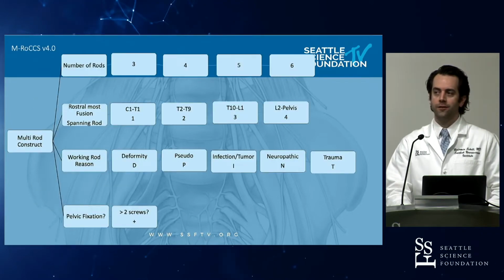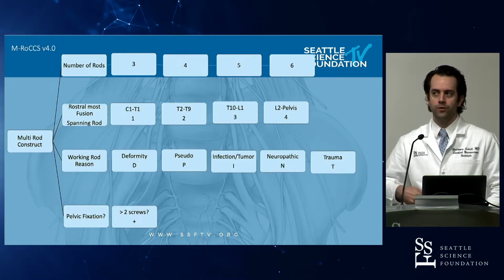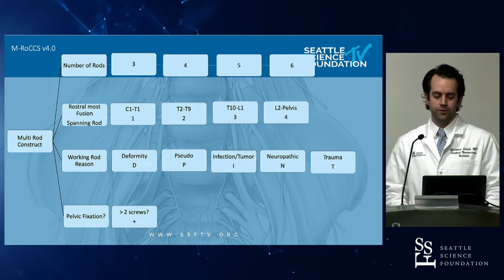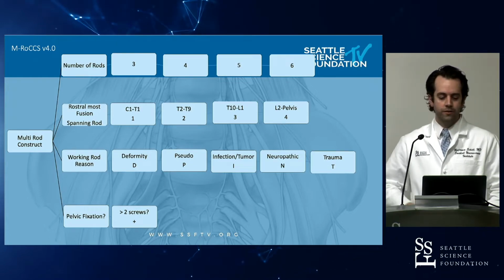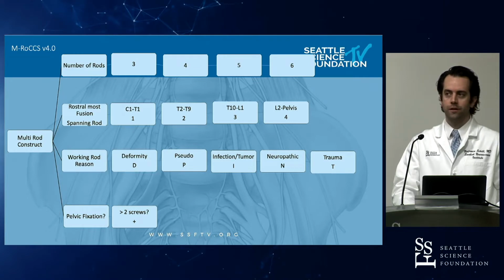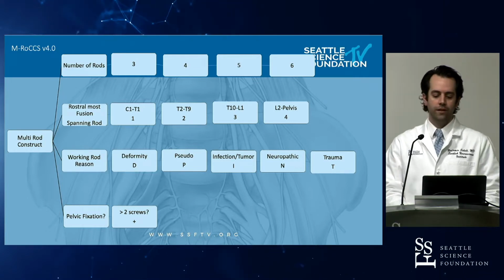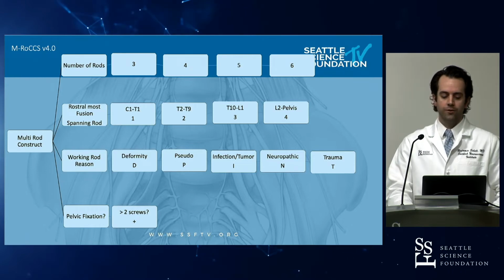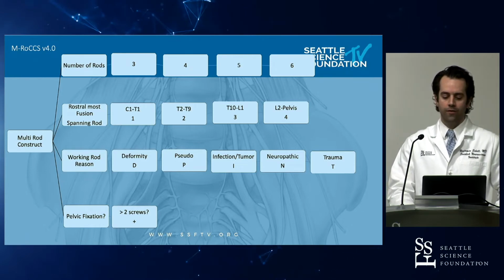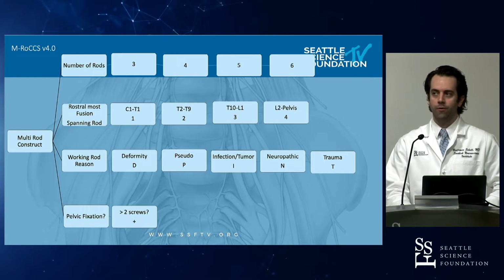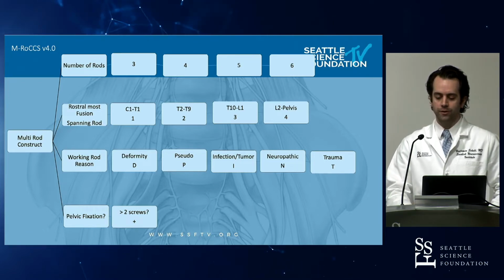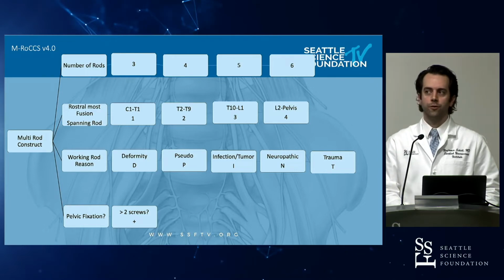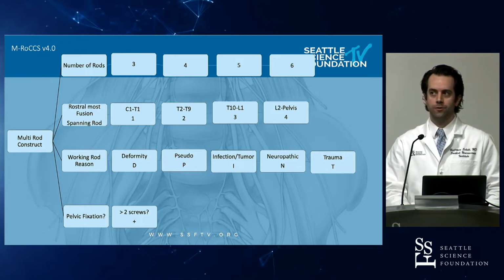And these are the main criteria that we used when looking at these different constructs that we'll go through here in a second. So the number of rods, the rostral-most extension of the fusion construct, and then the working rod, and then the pelvic fixation. The spanning rod and the working rod are the two main rods in these constructs. That's the terminology we'll be using throughout the presentation and hopefully throughout the spinal literature going forward.